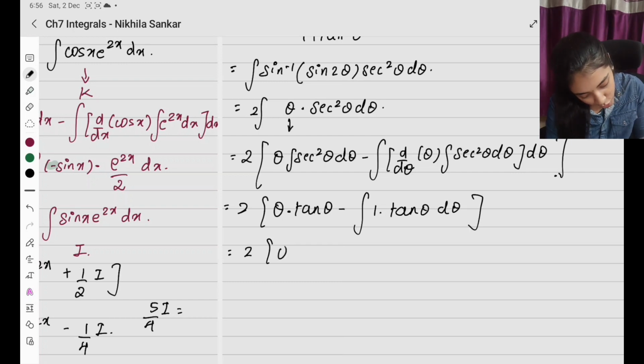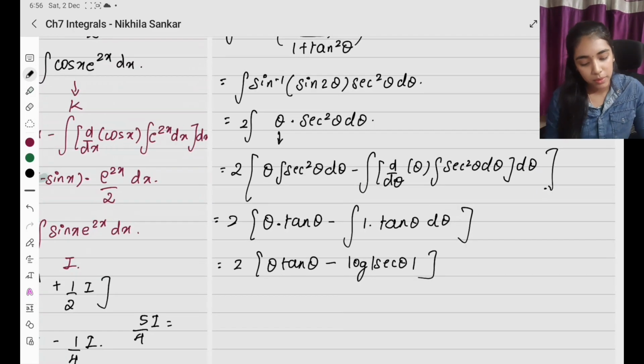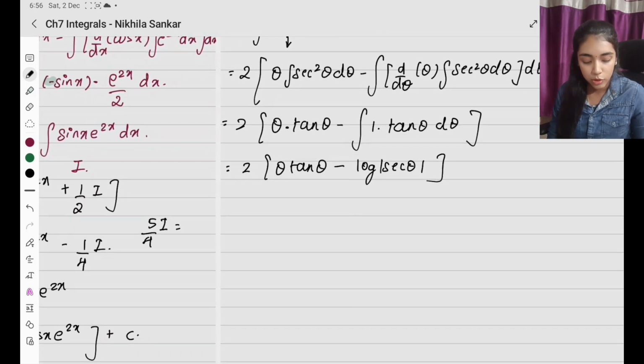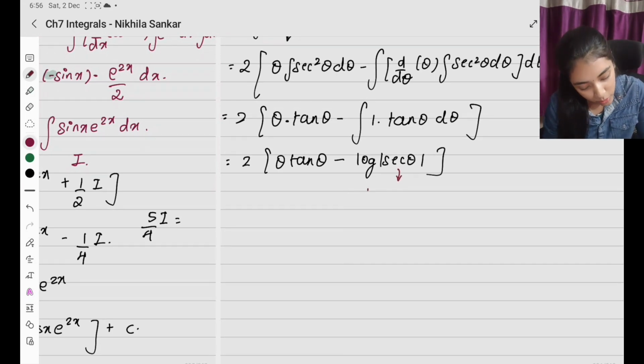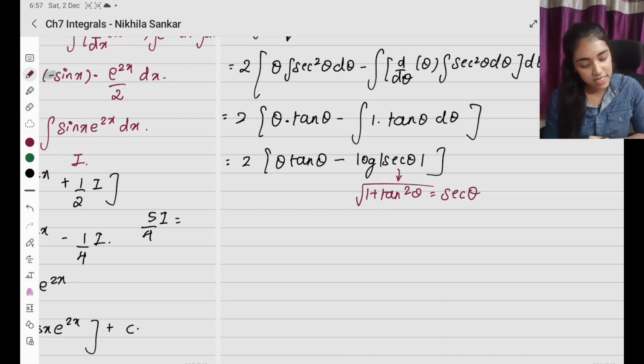What do we know about the integral of tan theta? It is going to be log mod secant theta. Now we need the answer in terms of sin inverse and x. So I'm going to change wherever I have secant to tan. How can we change secant here? I know that 1 plus tan square theta equals secant square theta. So from secant square theta, secant theta is going to be square root of 1 plus tan square theta.